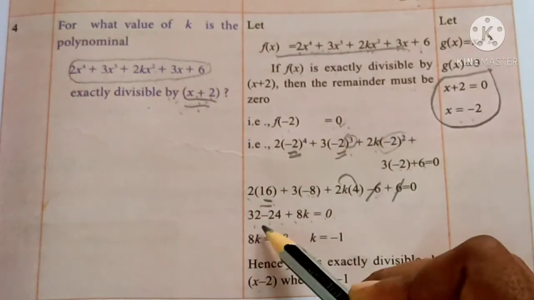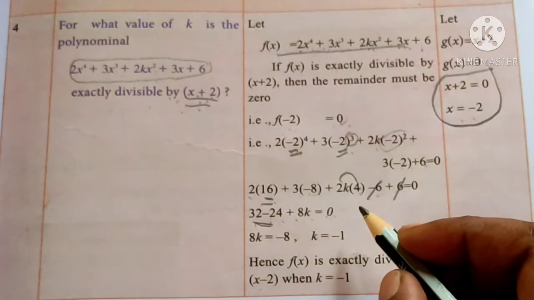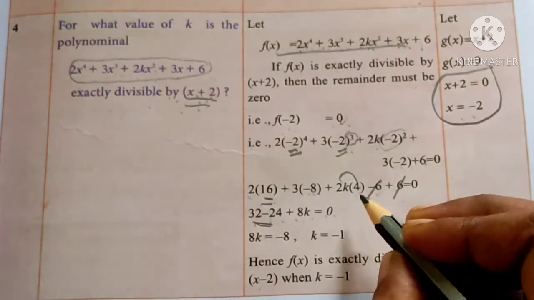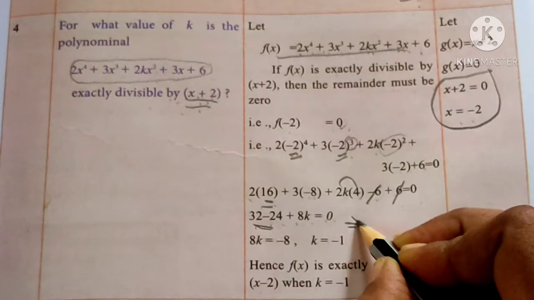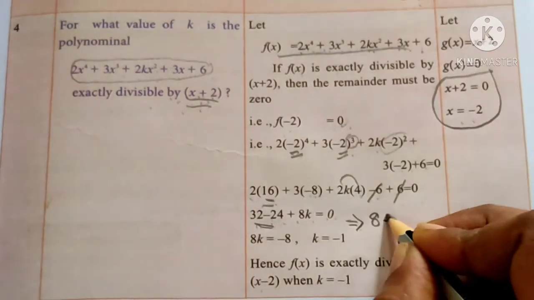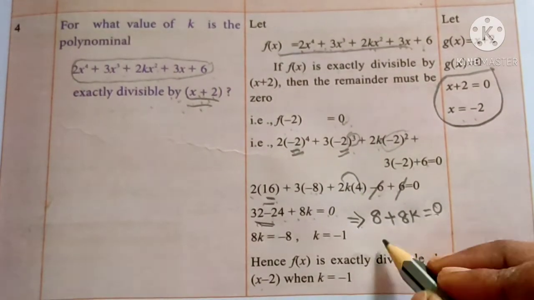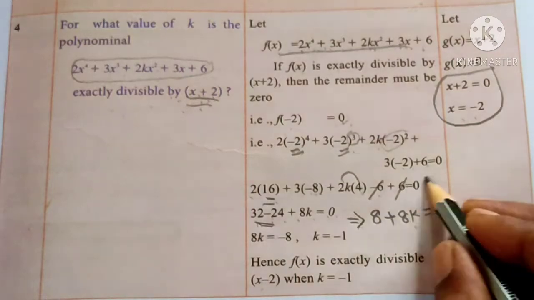Now find out the subtraction of 32 minus 24. What's the value? 32 minus 24 is 8. Okay. So after this step, we get 32 minus 24 subtraction is 8 plus 8k is equal to 0. Then what's the value of 8k? We take 8 to the right side.